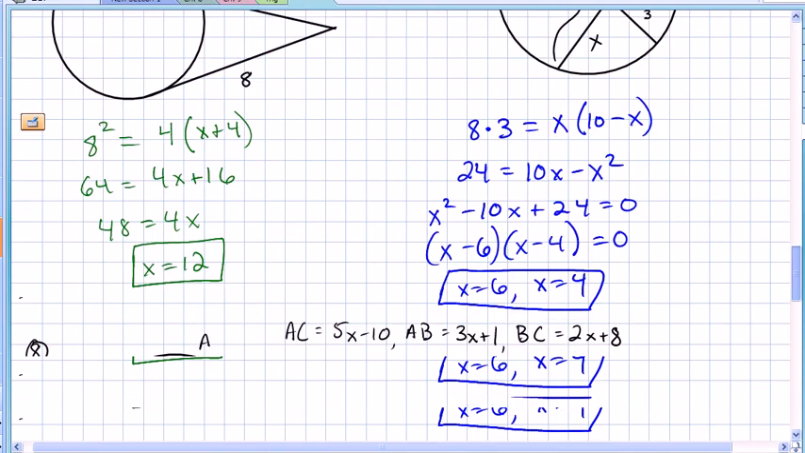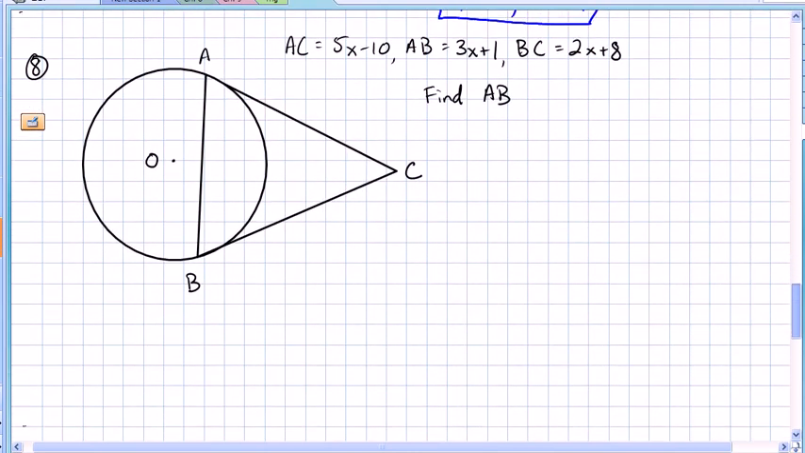Going down to number 8. Here we have two tangent segments, and then we have segment AB, connecting those points of tangency. You need to keep in mind that those two tangent segments, since they're coming from the same point, C, should be congruent. So AC and BC are going to be congruent. So all we need to do here is set them equal. 5x minus 10 should be equal to 2x plus 8.